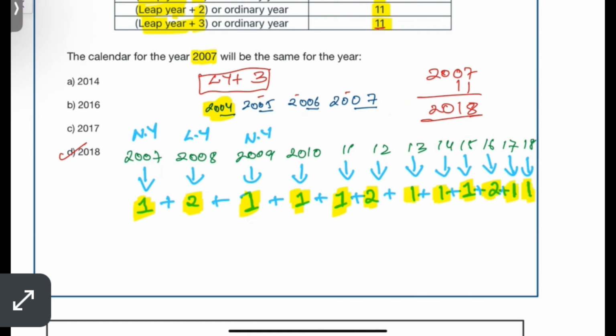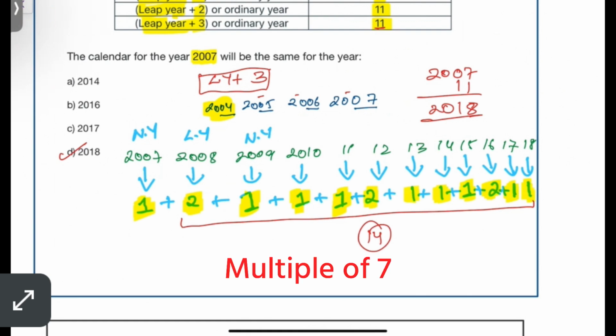So if you count from this one till this one, what we see is we are getting 14, which is a multiple of 7. So if we get the sum as a multiple of 7, then we will stop there. But please don't count this one, okay? Because we are asked to find after how many years. That means we are referring to 2007. So you don't need to put this. You will not put this one, okay?